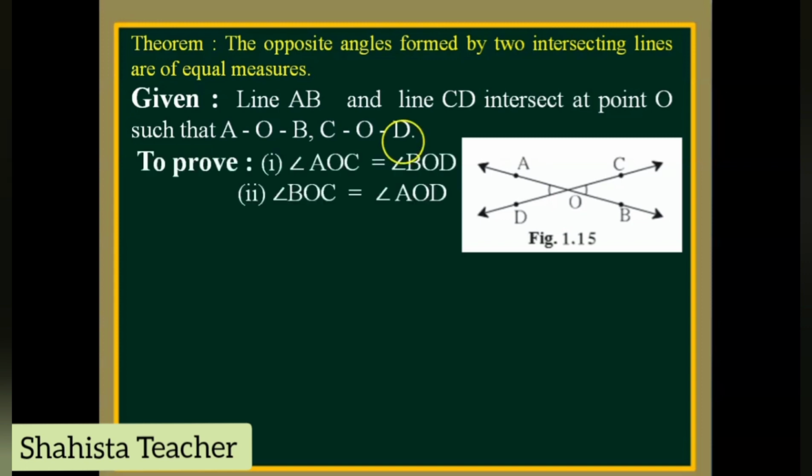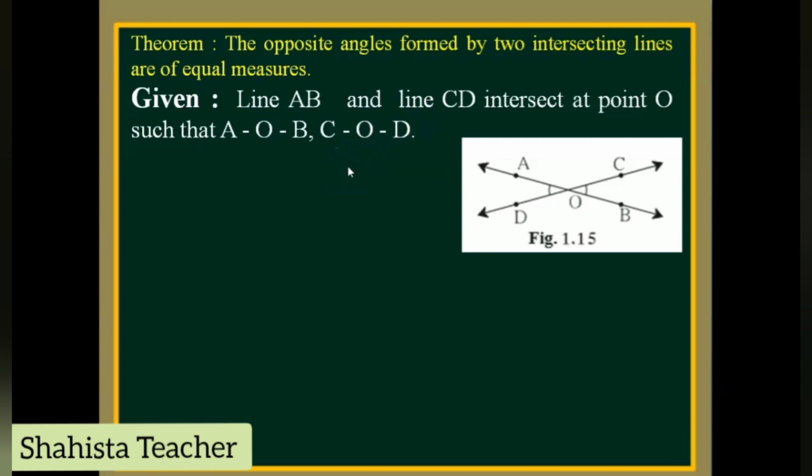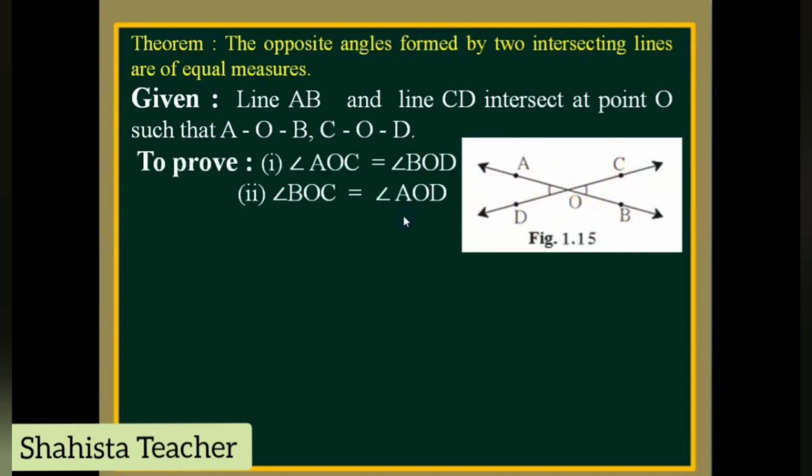So to prove: the opposite angles formed by two intersecting lines are of equal measure. Which angles are they? AOC and BOD, and AOD and COB are equal measures. So we will write angle AOC is equal to angle BOD, and angle BOC is equal to angle AOD. This is what we are proving.